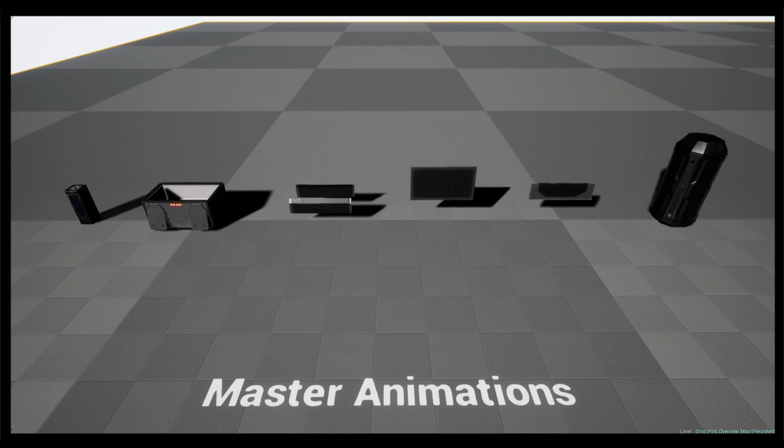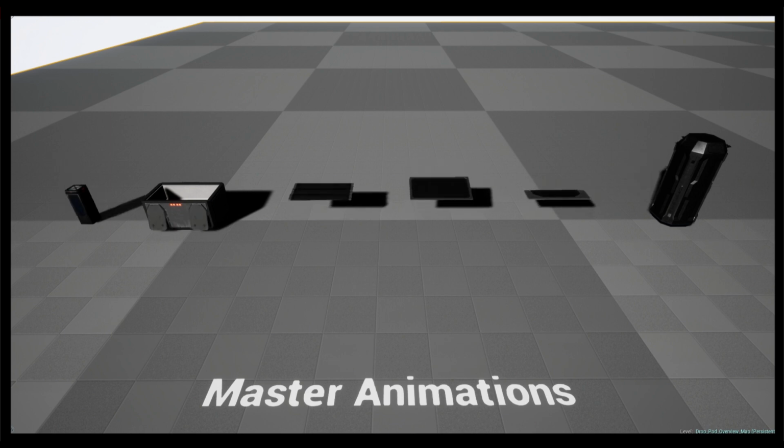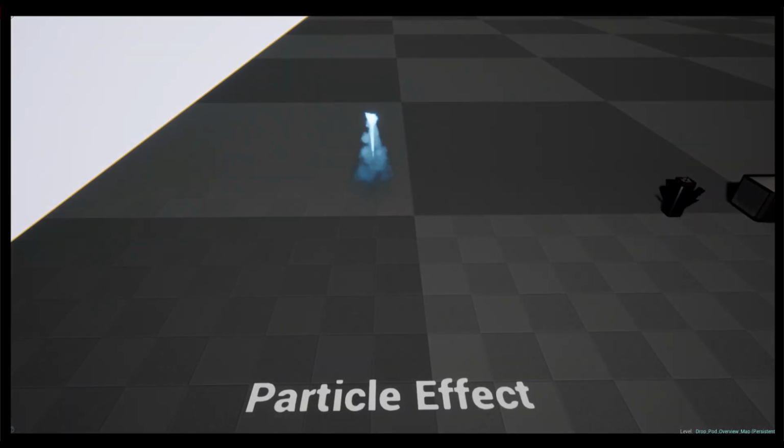Over here we have the master animations, where you can see cycling through the different animations for each of these things. You'll notice there's a couple different types for the folding door type here, and some different speeds of opening and closing there. Not very much variety with some of these others. And lastly, we have the particle effect, which is used for drop pod 2 when it is landing.